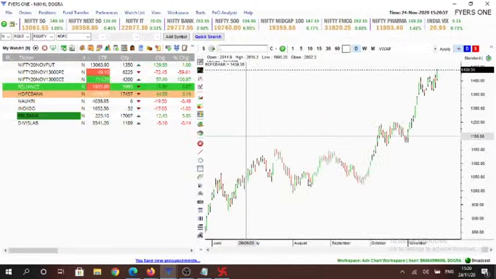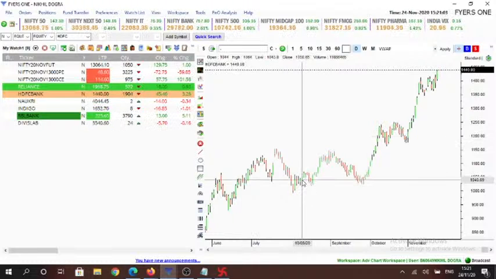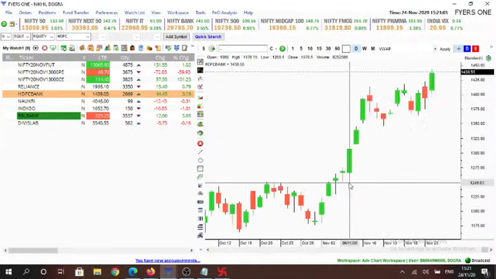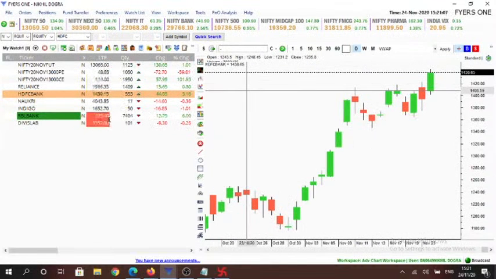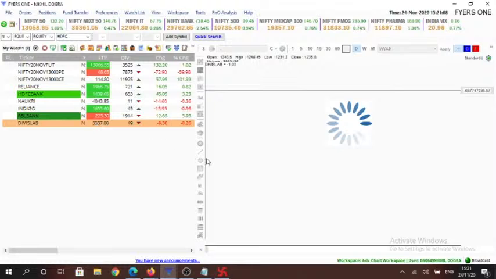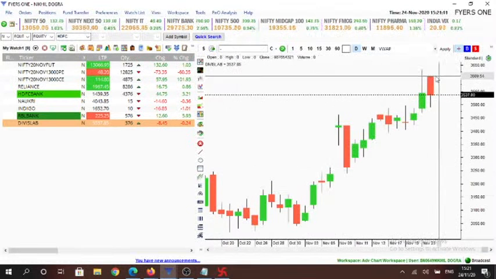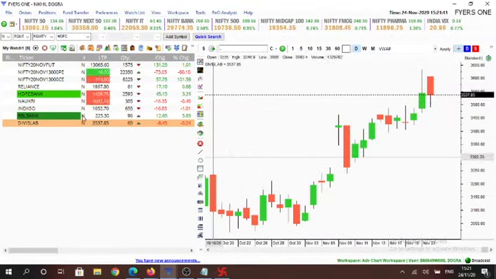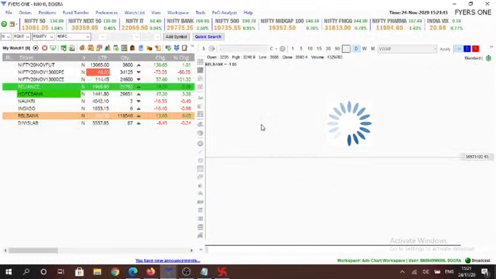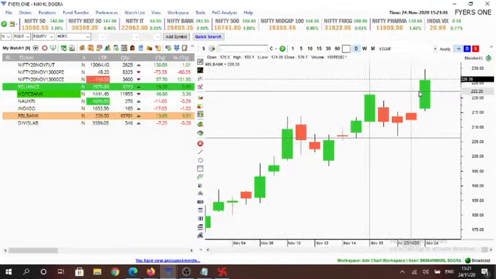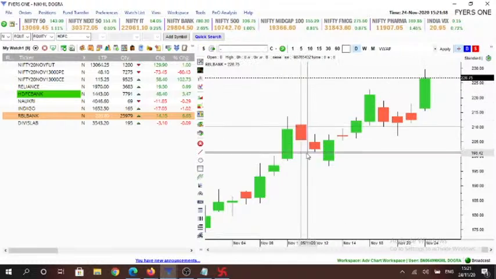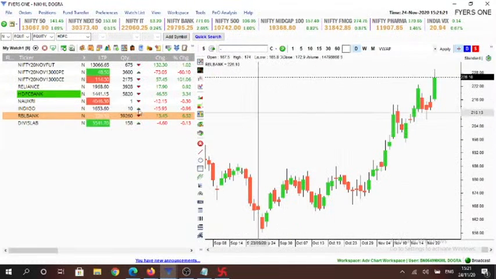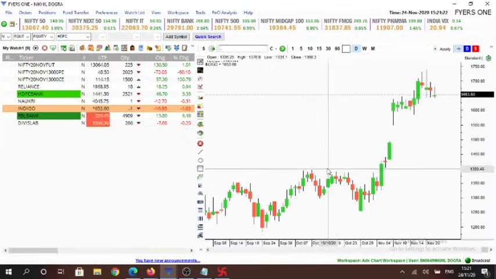Nifty is up 1% now, and Nifty Bank is the relative outperformer at 2.6%. HDFC Bank at highs. Divi's Lab is an inside candle today. RBL is now at 226. Indigo.